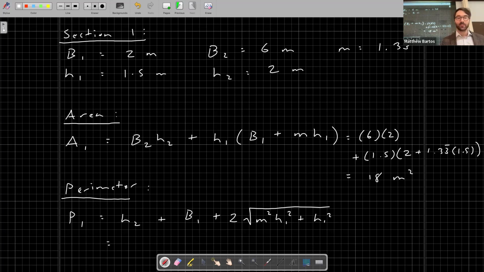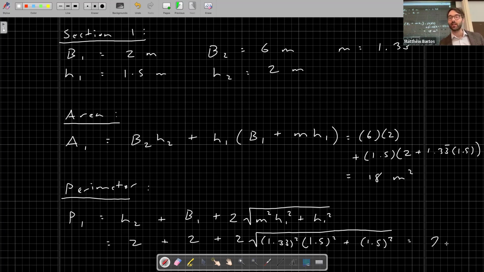We substitute in our values, we get 2 plus 2 plus 2 times the square root of 1.33 squared times 1.5 squared plus 1.5 squared. That should give us a perimeter of 9 meters.